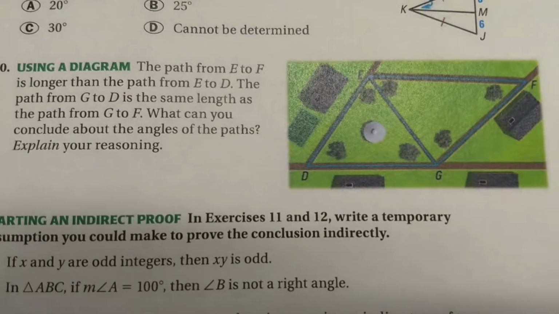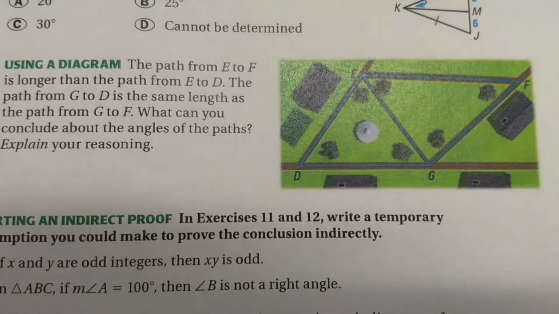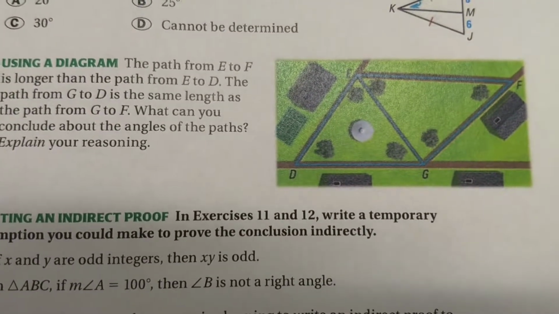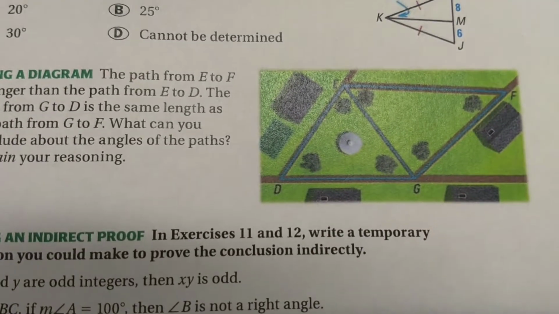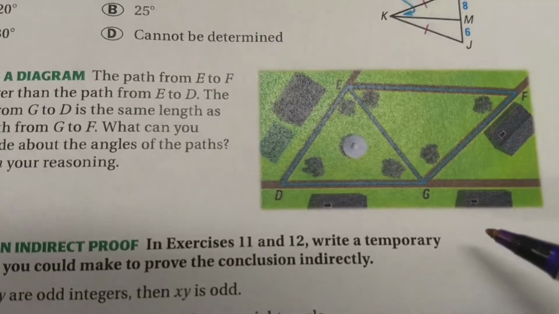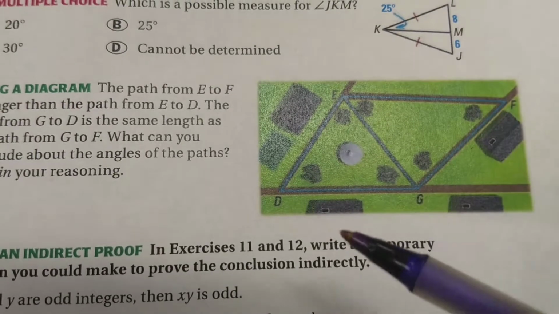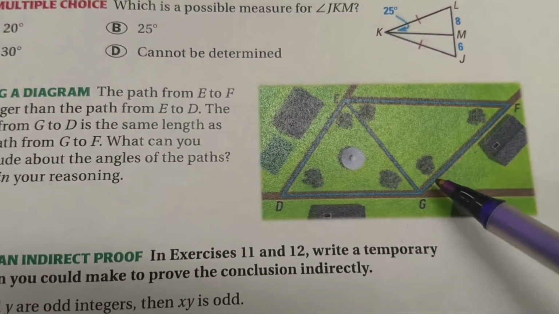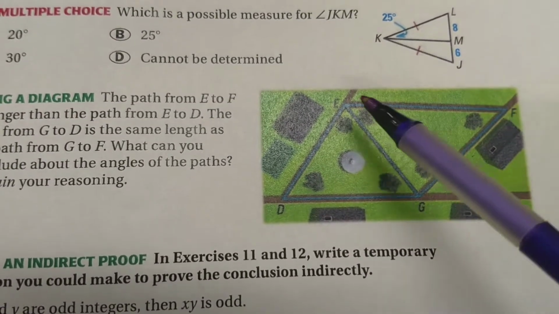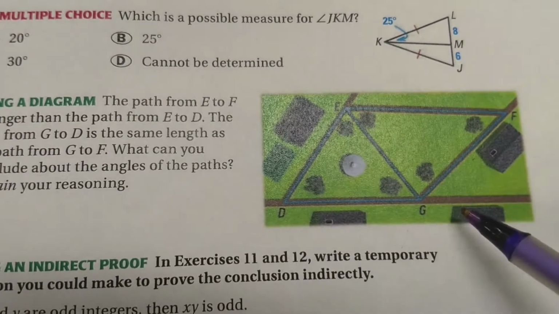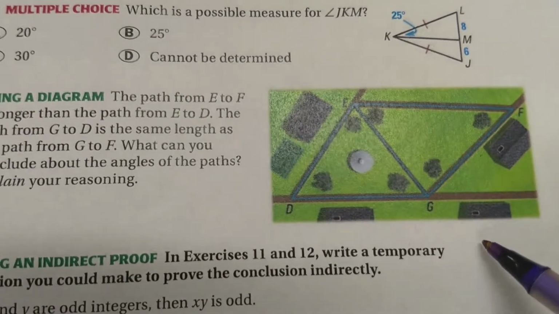In number 10, we're going to take a look at the diagram and use what we know about the hinge theorem, or the converse to the hinge theorem, in a more real-world situation. So you have these paths laid out, and we've got the corners where they meet labeled. Here's E, D, G, and F, and then we're given some information about it.